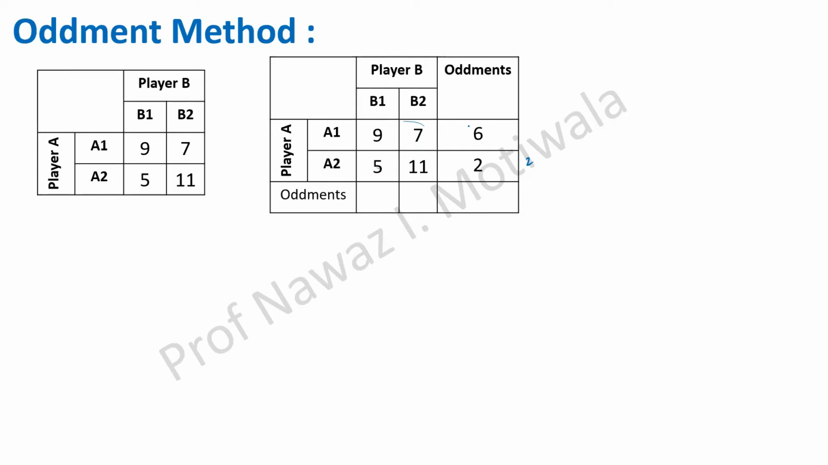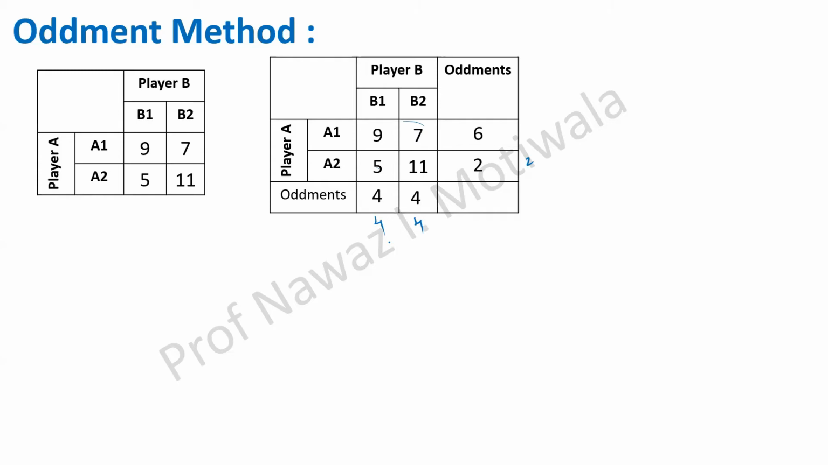Now similarly, can you do it for the column side? What should be the answer for oddments B1 and B2? Can you tell me? 4 and 4. Very good. See here, 9 minus 5. What will the answer be for the first column? 9 minus 5 is 4. But that 4 should be placed in the second column. The answer of the first should be placed in the second. Similarly, the difference between 11 and 7 is 4. So for the second column, the difference is 4. Hence, it will be written in the first column. So oddments will be 4 and 4. So this is all that is meant by the oddment method.